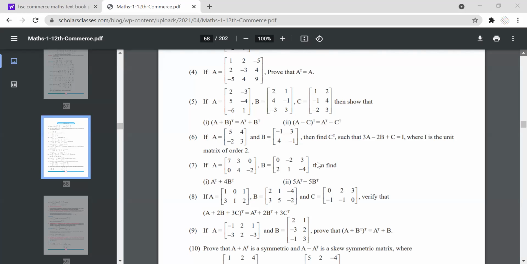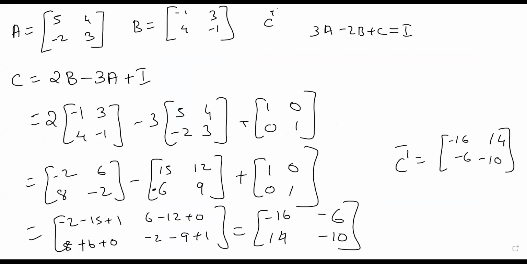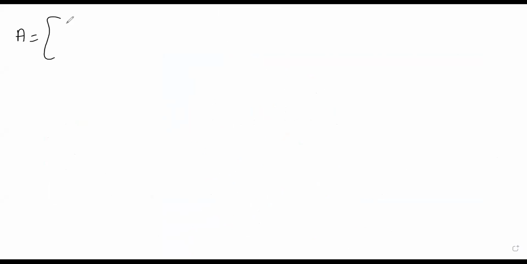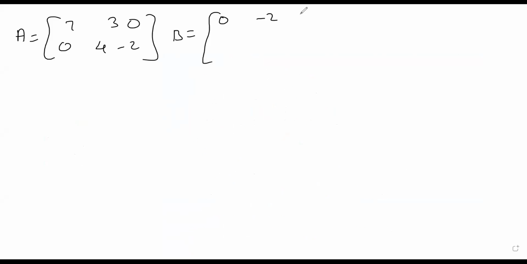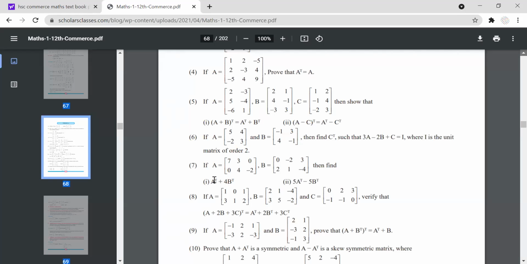If A is 7, 3, 0, 0, 4 minus 2. So matrix A is 7, 3, 0, 0, 4 minus 2. And matrix B is 0 minus 2, 3, 2, 1 minus 4. Then we have to find A transpose plus 4 into B transpose.